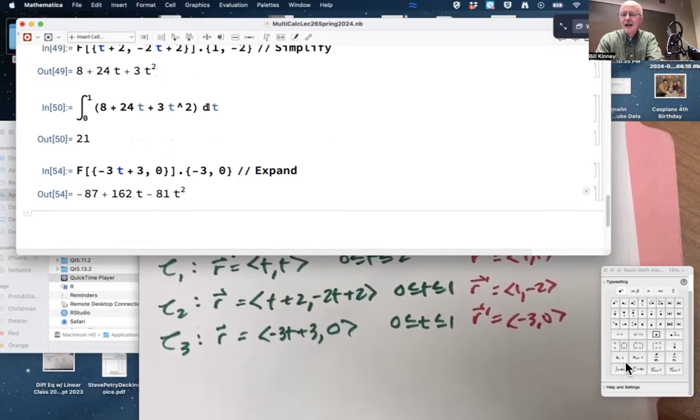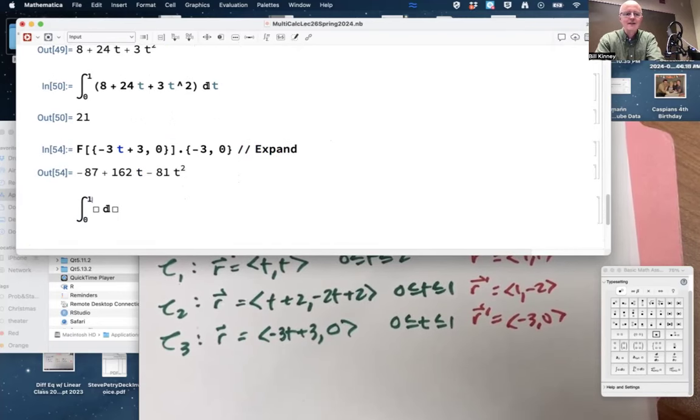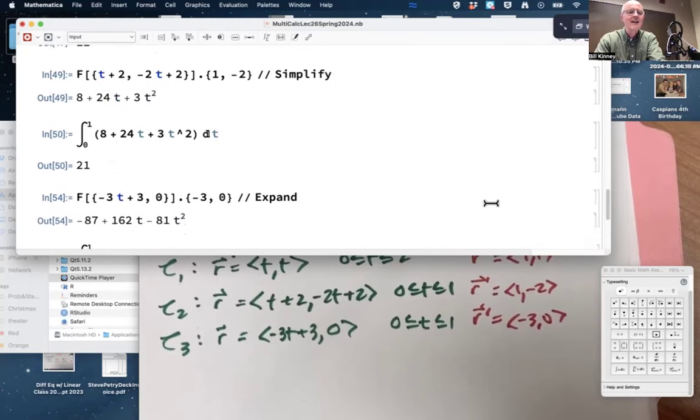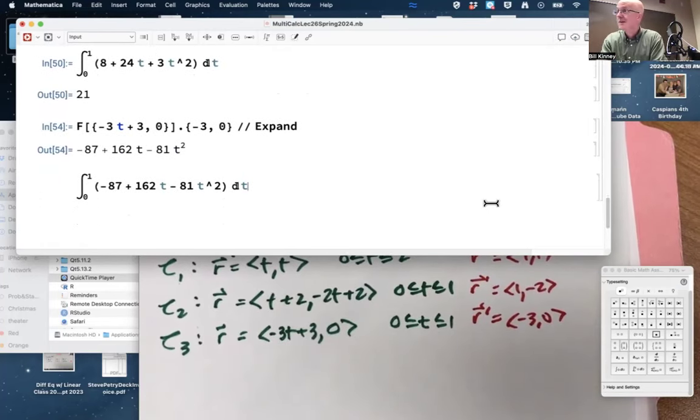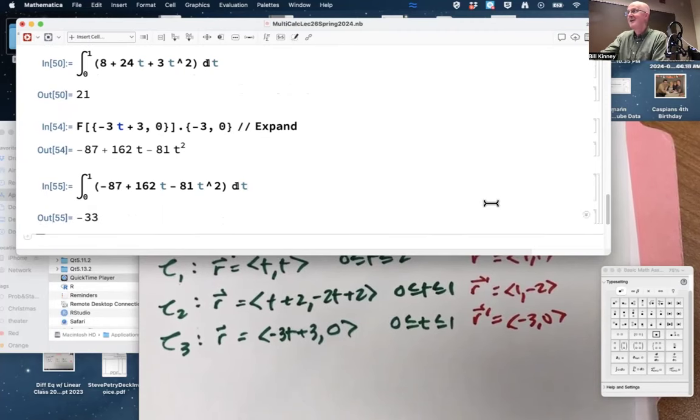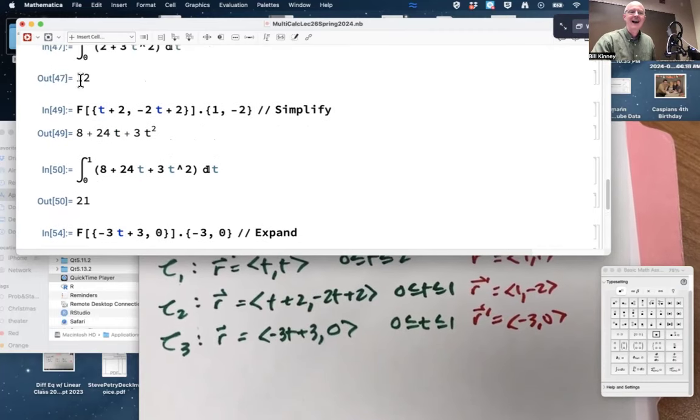Okay. I claim when I do this last integral, I claim the answer is going to be negative 33. Drum roll. There we go, negative 33. How did I know that? I knew it had to be the opposite of the sum of these two things. 12 plus 21 is 33. I knew it had to be negative 33.